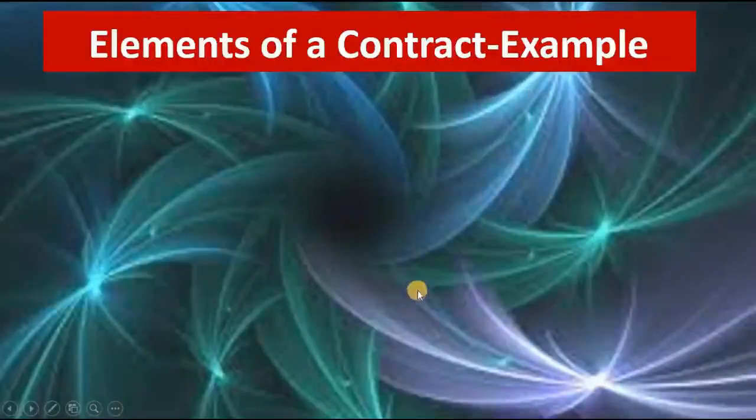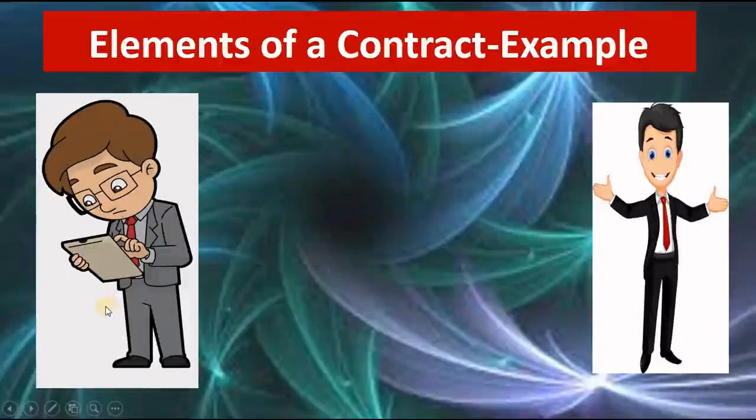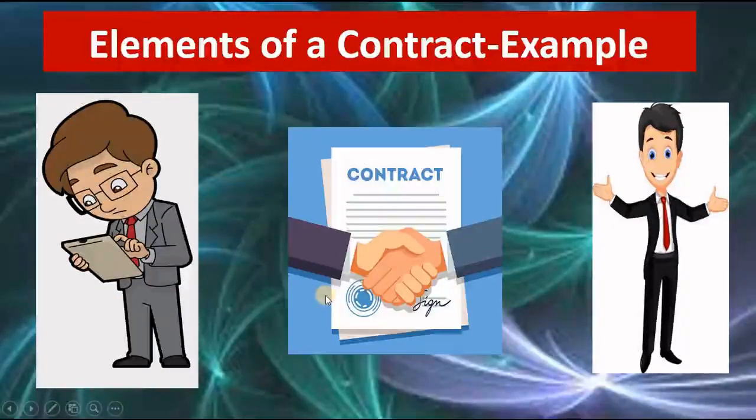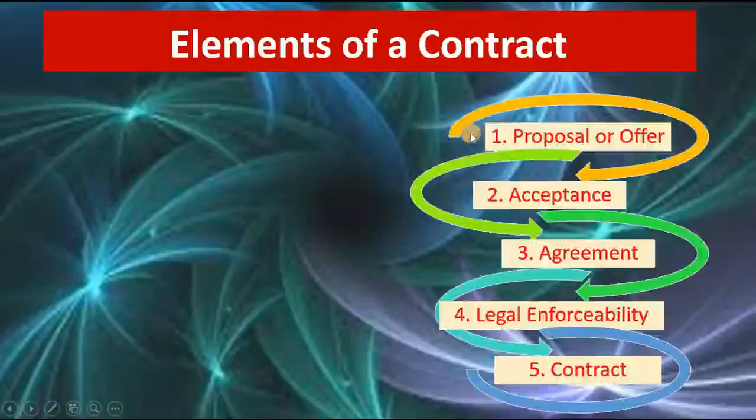So let us consider an example. Mr. Puneet wanted to make a contract with Mr. Naveen, and we can see what are all the elements that they should take into consideration. So that is considered as elements of contract. So these 5 steps are considered as the basic elements of a contract. So the first one, proposal, acceptance, agreement, legal enforceability and contract.